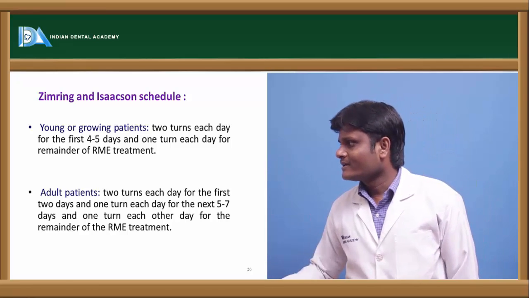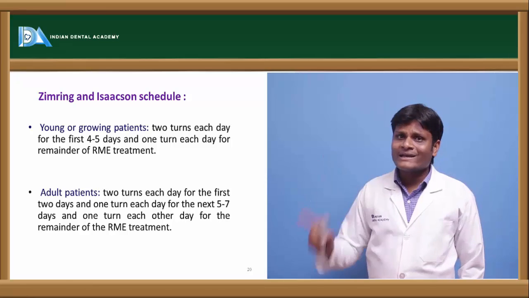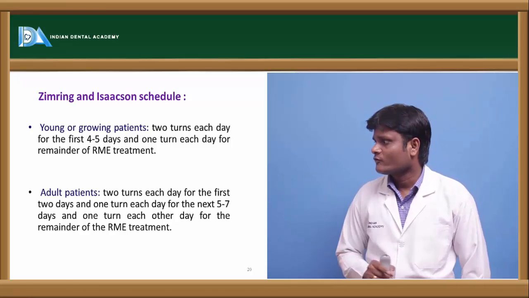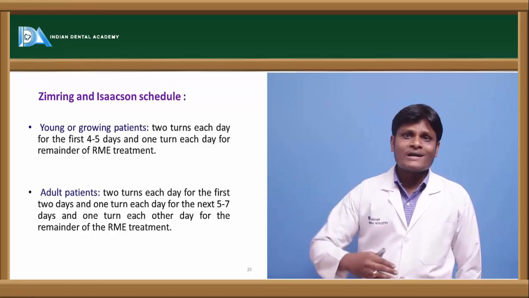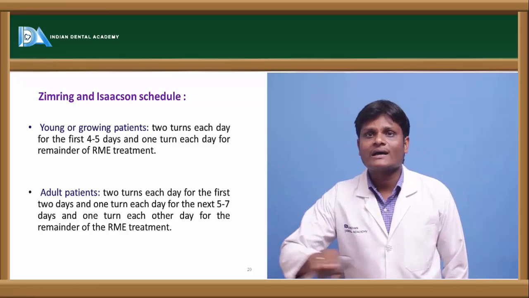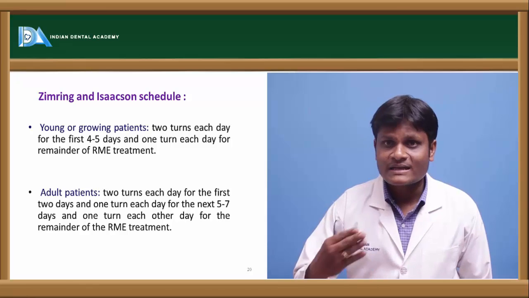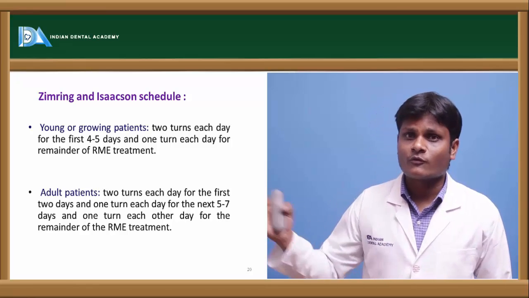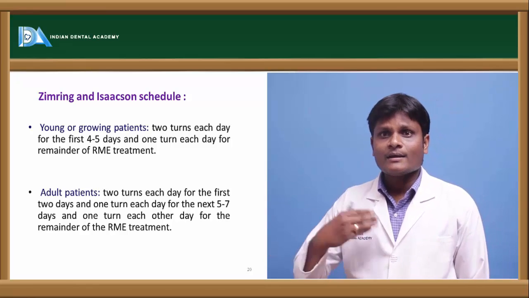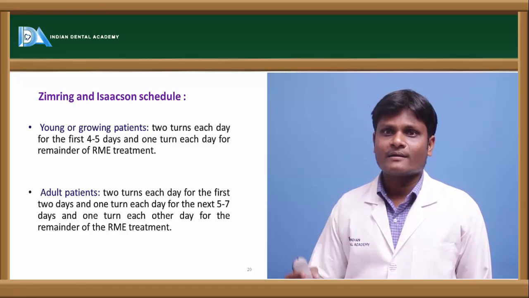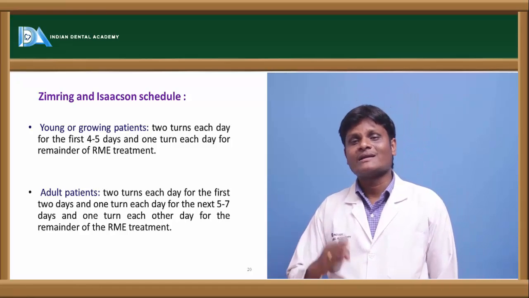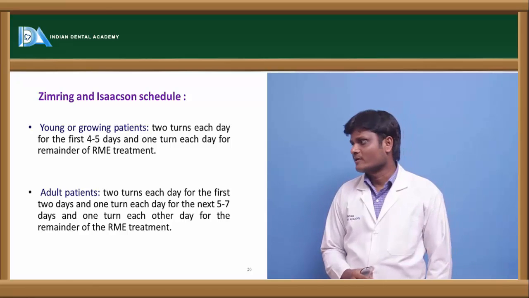So 90 degree plus 90 degree, 180 degree per day for the first 4 to 5 days, and then 1 turn each day for the rest of the RME treatment. That is, 90 degree per day for the rest of the treatment period.